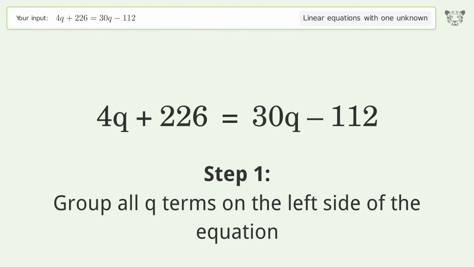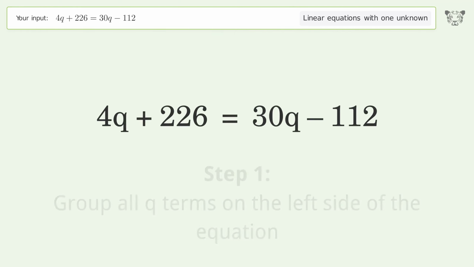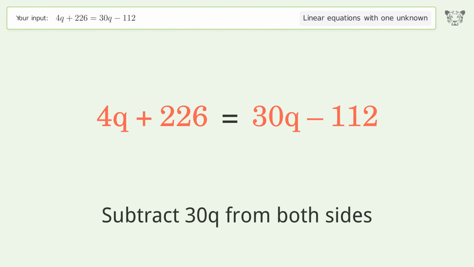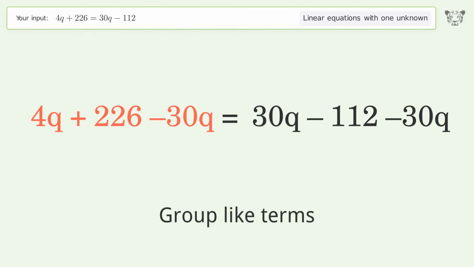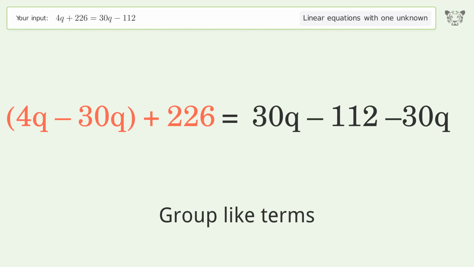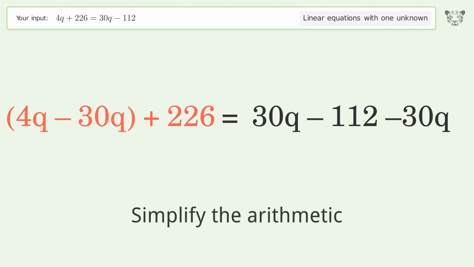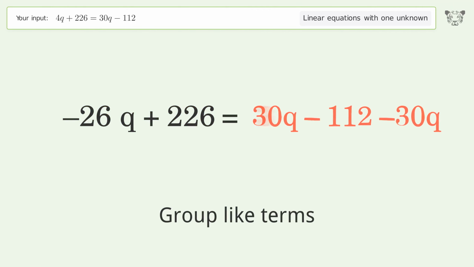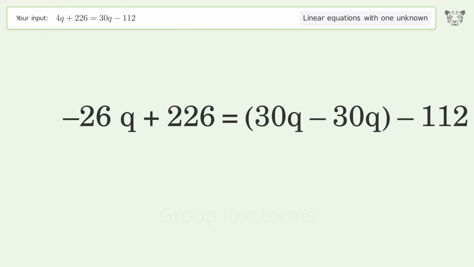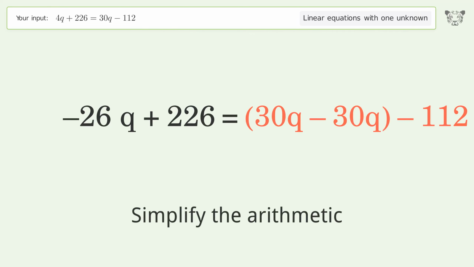Group all q terms on the left side of the equation. Subtract 30q from both sides. Group like terms. Simplify the arithmetic. Group like terms. Simplify the arithmetic.